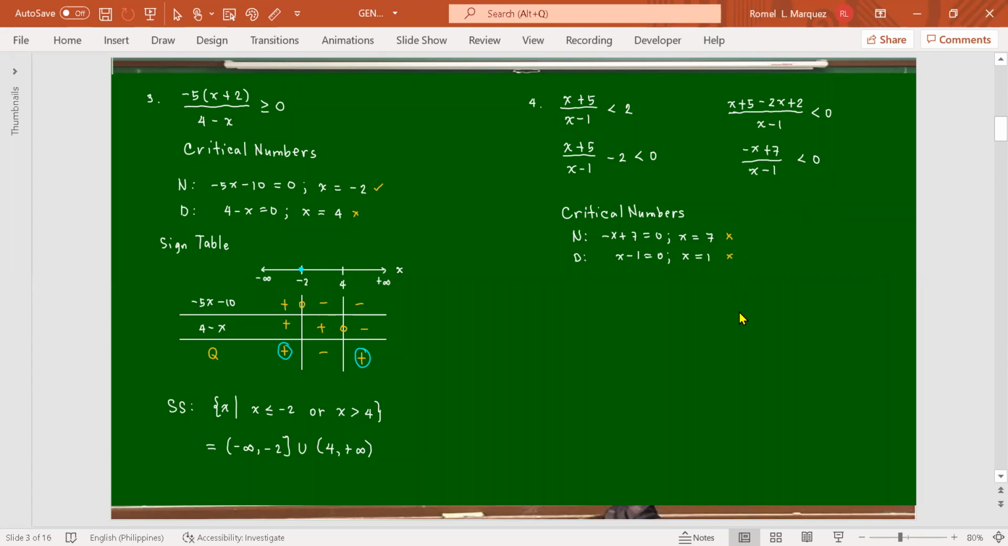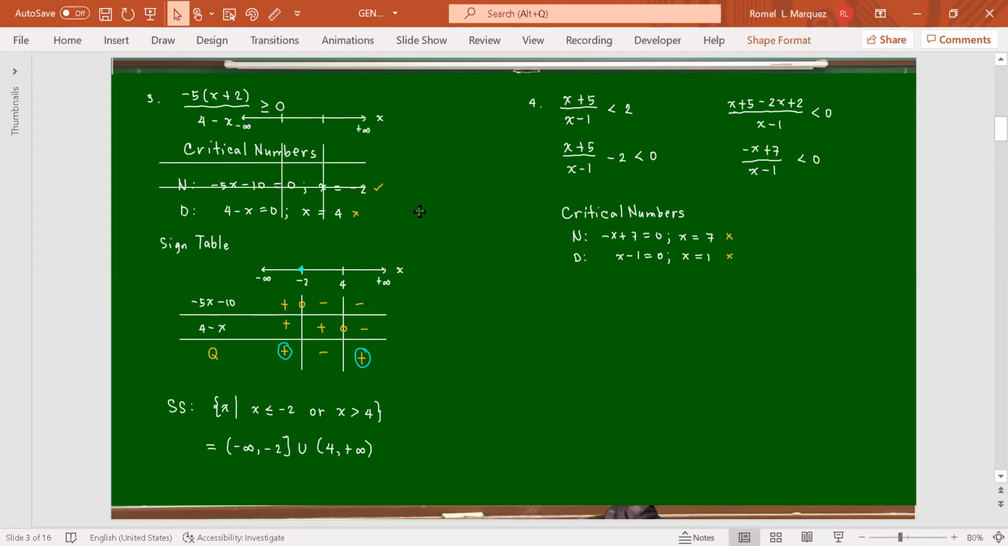Did you get that, children? When you substitute it, is the numerator's critical number part of the solution? It is part of the solution when the inequality is less than or equal to, or greater than or equal to. But the denominator's zeros will never be part of the solution. Is that clear now, guys?